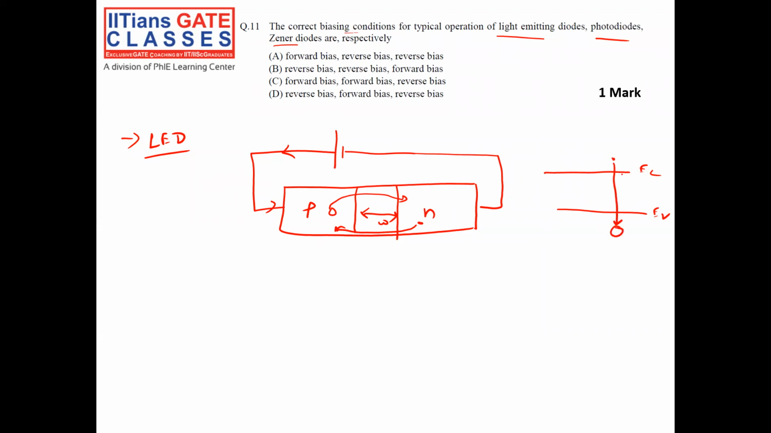What will happen in that process? The energy difference, almost around Eg, will be given out in the form of light. So this is the operation of an LED. It wants a current to flow so that the carriers flow from P to N and N to P, and then when they recombine, light will be emitted. So the LED should be in forward bias. Second, given photodiode.